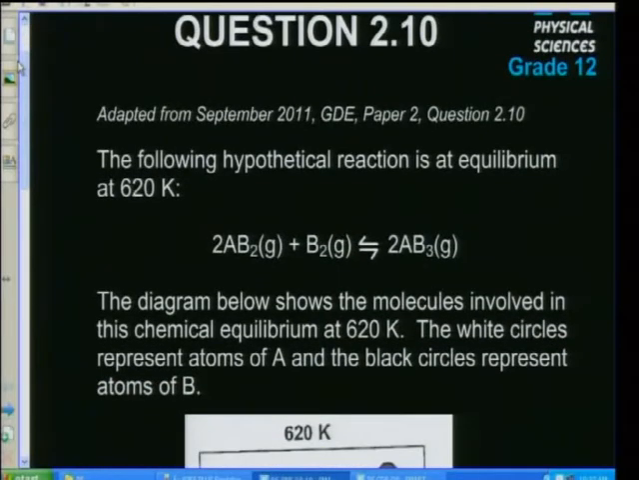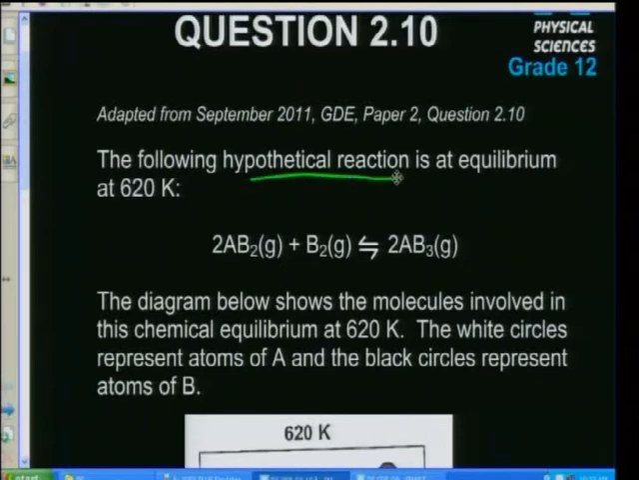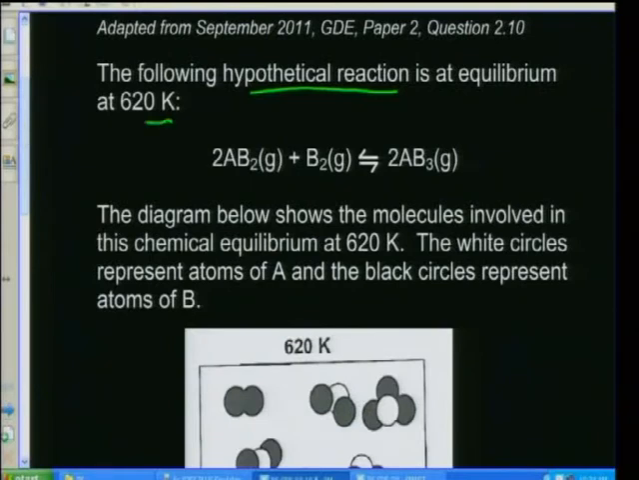It says the following hypothetical. Now, hypothetical means that it's not real. It's just a model. We don't have to get too worried about it. So the hypothetical reaction is at equilibrium at 620 K. Remember, K stands for Kelvin. That's the temperature. So we've been given a clue. We have a certain temperature, and that looks quite a high temperature to me.